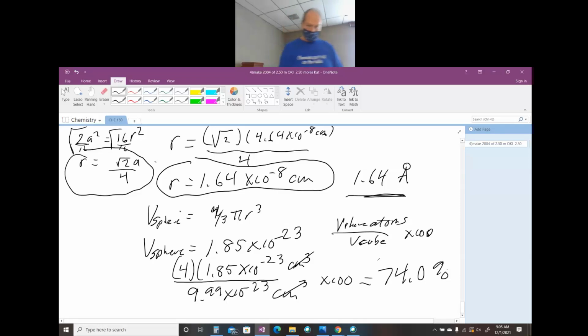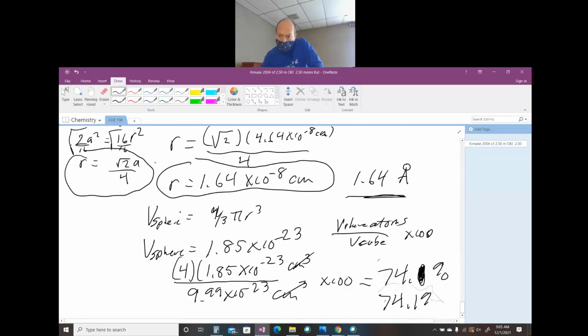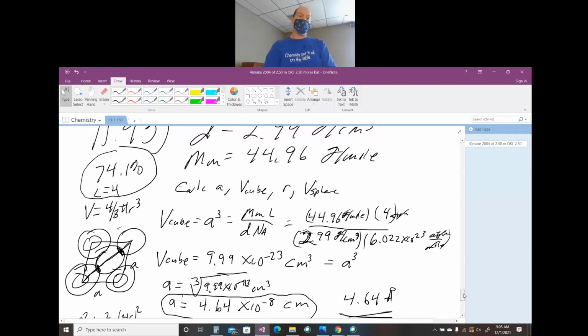Pretty close. Let's see. Oh, that's a 1. All right, so it is a 1. 74.1%, which is what they gave in the question. So that confirms that you did everything correct. And so you go back to what was given, and they say that the percent space occupied is 74.1%.